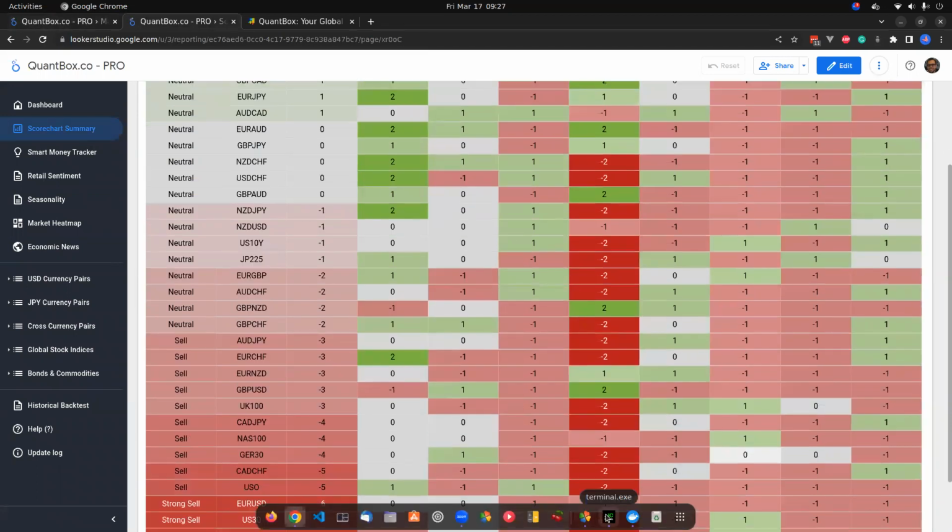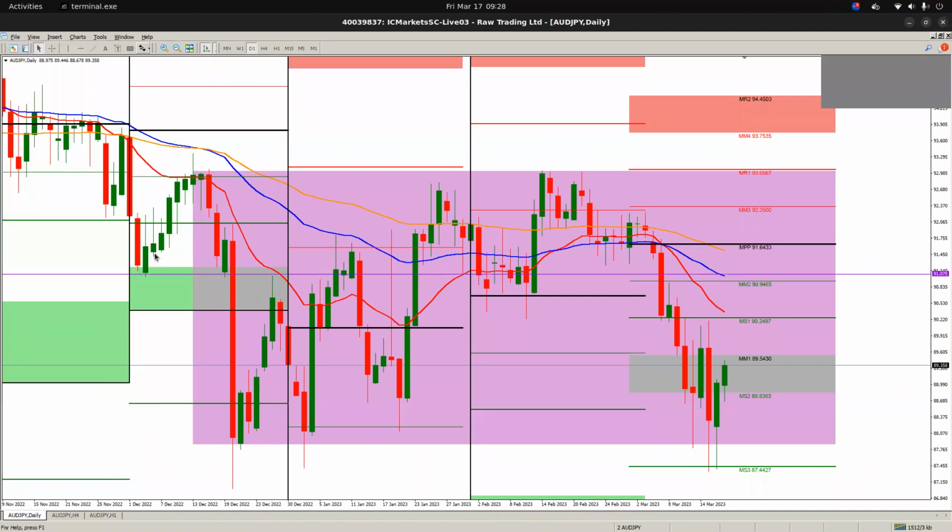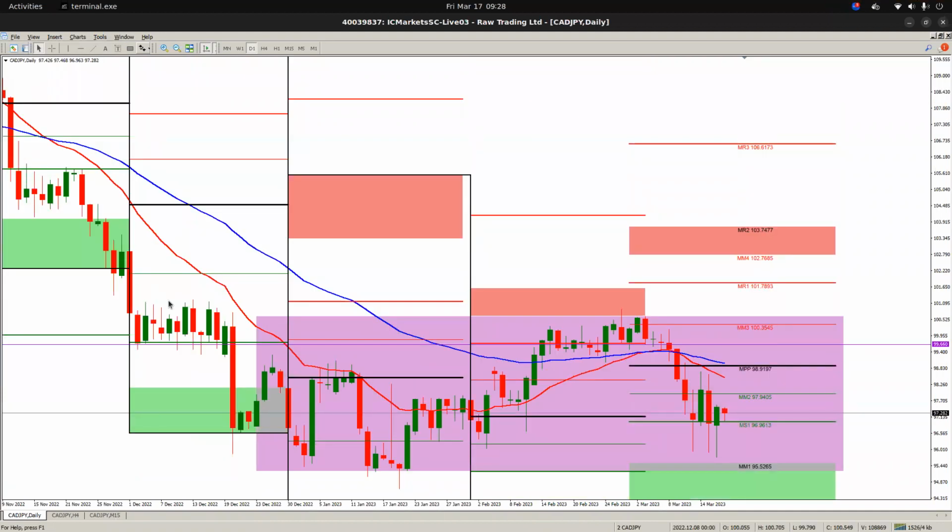CAD yen is much more of a sell than Aussie yen. Let's have a look at CAD yen. Do we technically have an opportunity for this? Let's take a look. Nope. Bottom of the range. If you're going to trade a range, sell at the top, or wait for the breakup, pullback, sell. But don't trade in the middle, no man's land, right? Pigs get slaughtered.